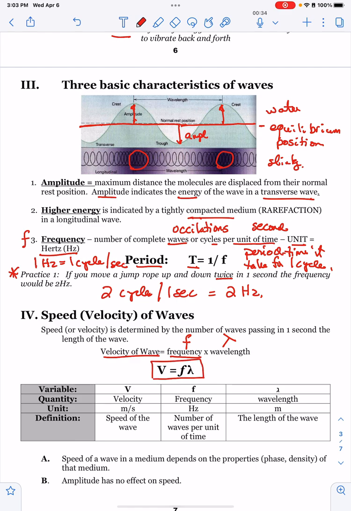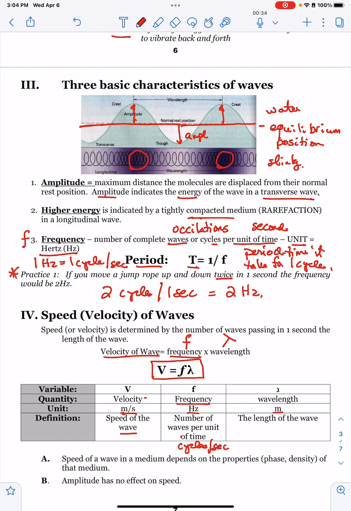This is it right here. So v is the velocity. It's in meters per second. That's the speed of the wave. F is the frequency. It's in hertz. That's the number of waves or cycles per unit of time, so cycles per second. And the wavelength is in meters. It's the length of a wave.